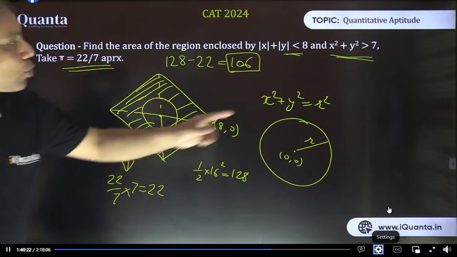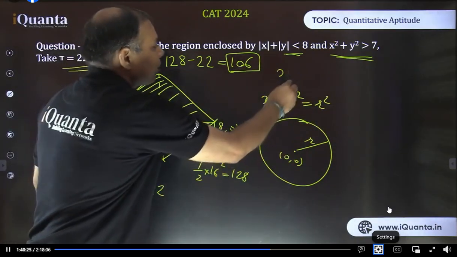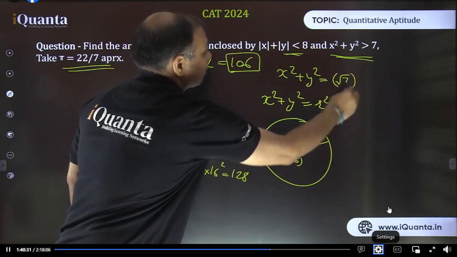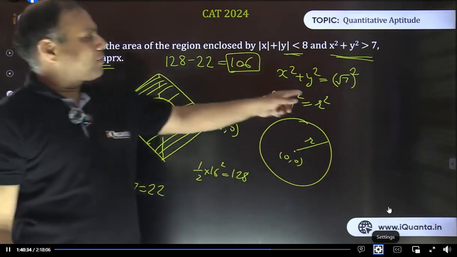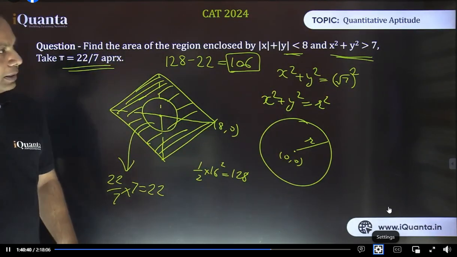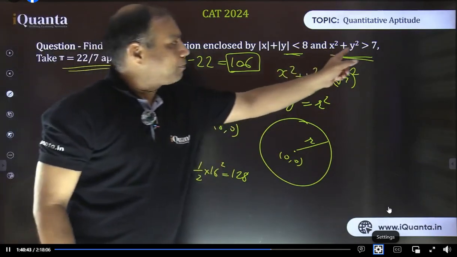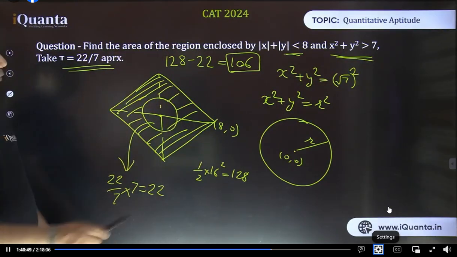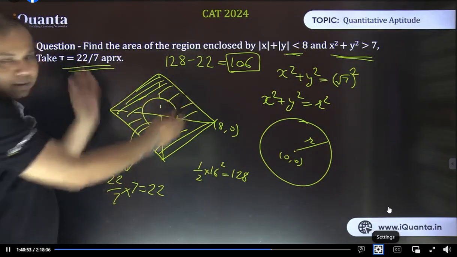It is not r equals 7, r square would be 7. See, x square plus y square is equal to root 7 square, that would be x square plus y square equal to 7. So it is a circle with radius root 7. But when it says it is more than 7, it means we are going outside the circle. So we want to calculate the area which is outside the circle.